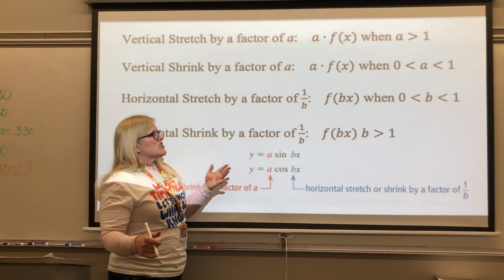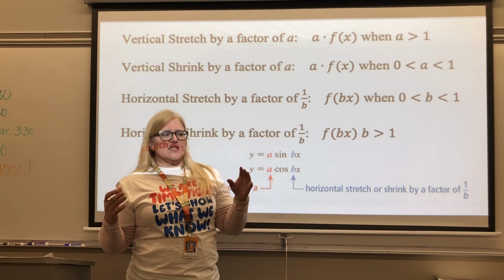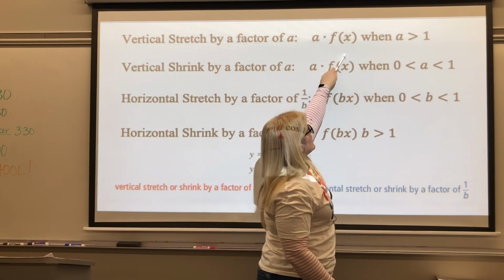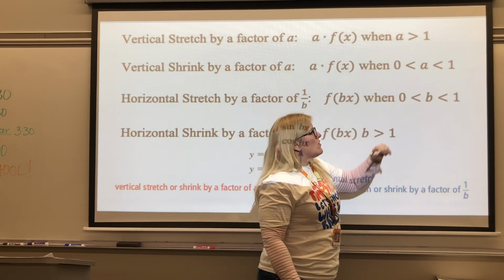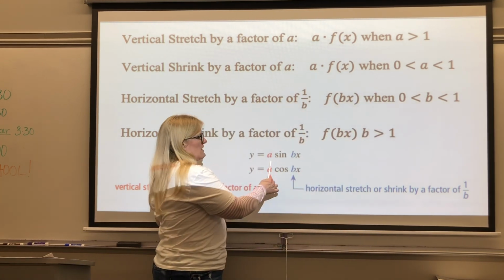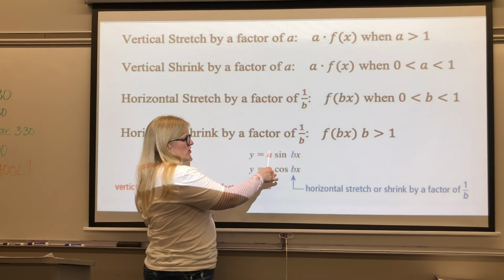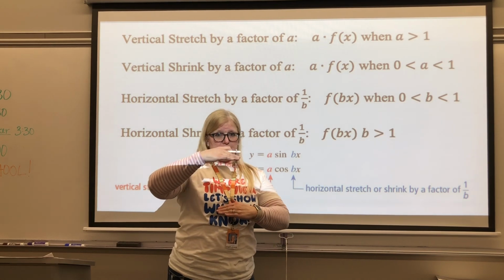So vertical stretches and shrinks do exactly what we've known them to do. It's a number times the function. So a times the function, it's a stretch if it's over 1, it's a shrink if it's between 0 and 1. And you can see here, in these two functions, here's your a. This is your vertical stretch and shrink. This is your amplitude.